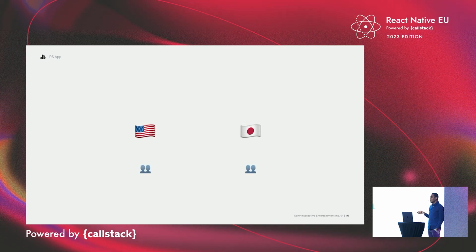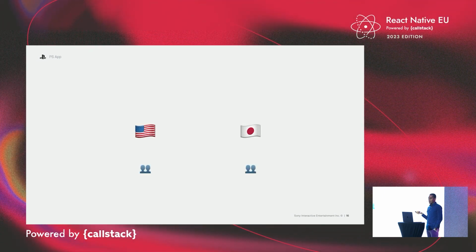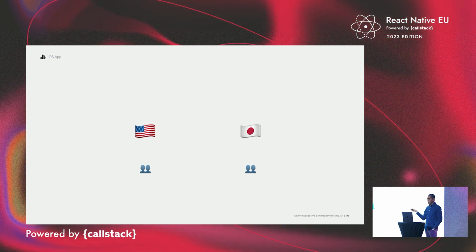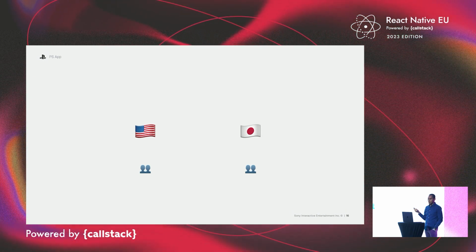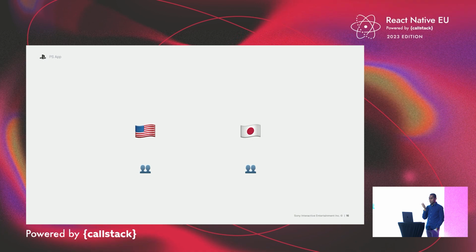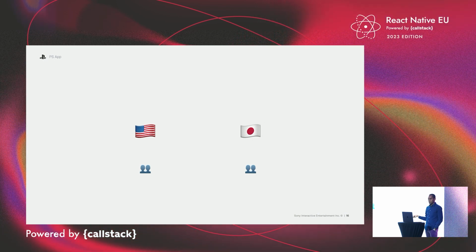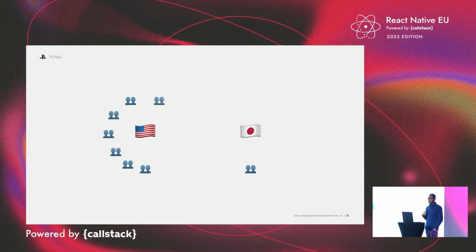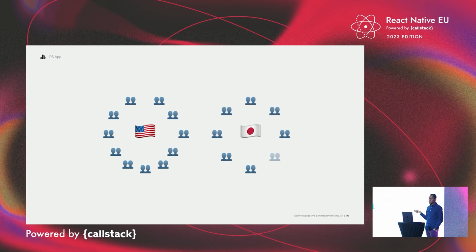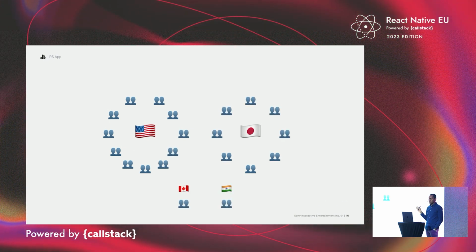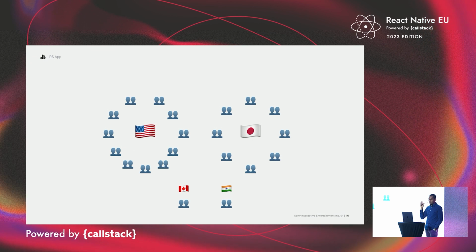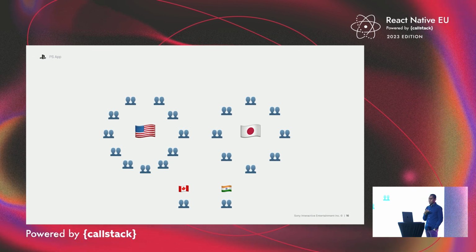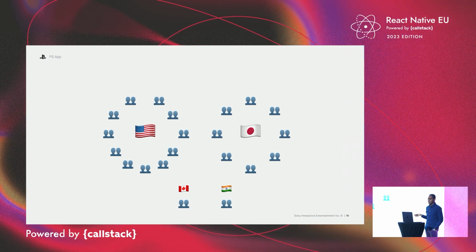We were also able to scale the teams. We started out in the PlayStation 4 generation of the app with 2 teams, one in the US and another one in Tokyo. And we were able to scale that to more than 17 teams spanning multiple locations around the world, specifically the United States, Japan, Canada, and India.